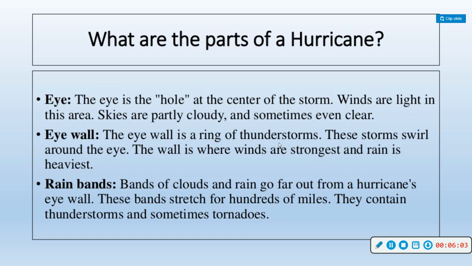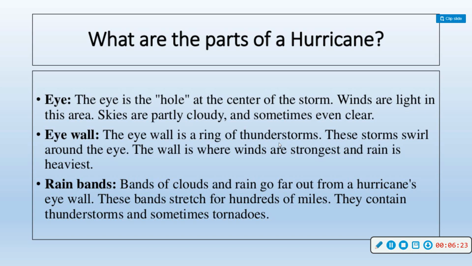Okay. The eye wall is a ring of thunderstorms. So your definition is going to be a ring of thunderstorms. Characteristic, it's going to swirl around the eye. Yes, Mr. Ken, this is a bit easier if you have a text box.